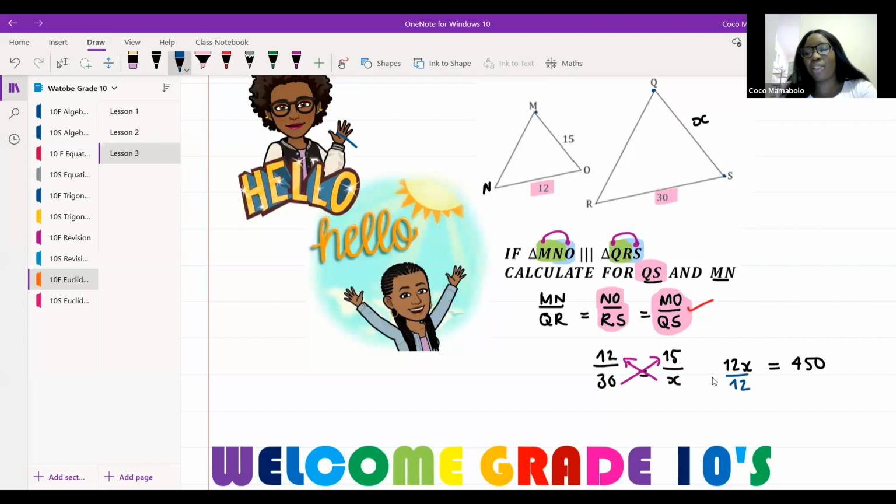So I'm going to divide by 12 on both sides. And if I do, everybody grab a calculator, tell me, this is going to equal to what?